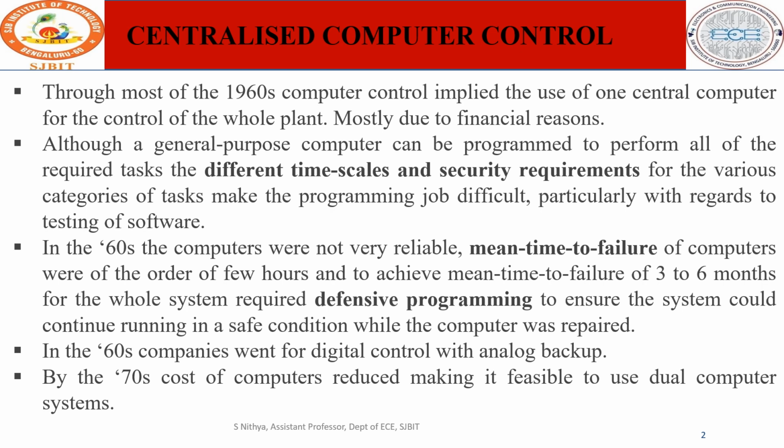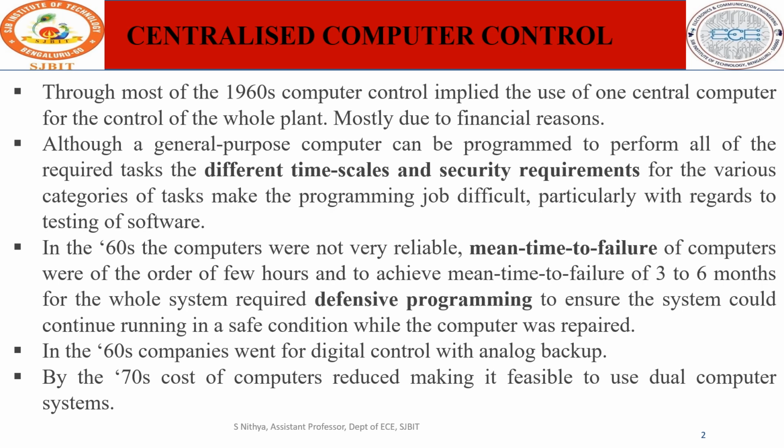In the 1960s, the computers were not very reliable. The mean time to failure of the computers was of the order of a few hours, and achieving a mean time to failure of 3 to 6 months for the whole system required defensive programming, to ensure the system could continue running in a safe condition while the computer was repaired. In the mid-1960s, the traditional process instrument companies began to produce digital controllers with analog backup. After that, in the 1970s, the cost of computer hardware was reduced to some extent.